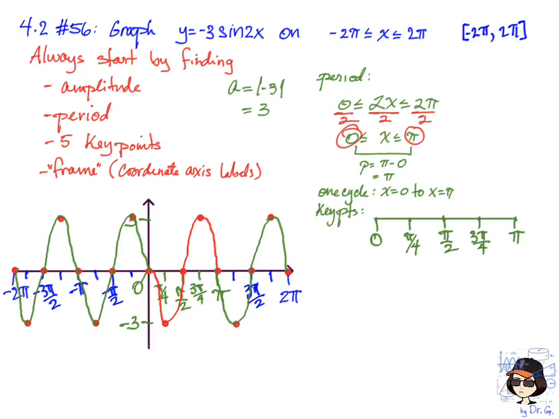So very little plugging in. Finding 5 key points to get one cycle. There's a little bit of plugging in that you need to do, but not much, because you know the patterns, right? You know what the sine graph looks like. And then once you get one cycle, you can extend it to whatever the desired interval is. In this case, the desired interval was negative 2 pi to positive 2 pi.